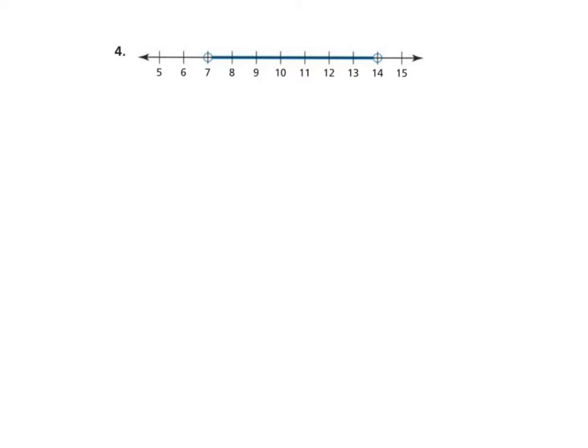Number 4 is also an AND, right? Because at 7, we have an open circle going in this direction. And at 14, we have an open circle going in this direction. So this is an AND. Now to do the 7, we would have x, looking at the end of the arrow, is greater than 7. And we have x, end of the arrow, is less than 14.